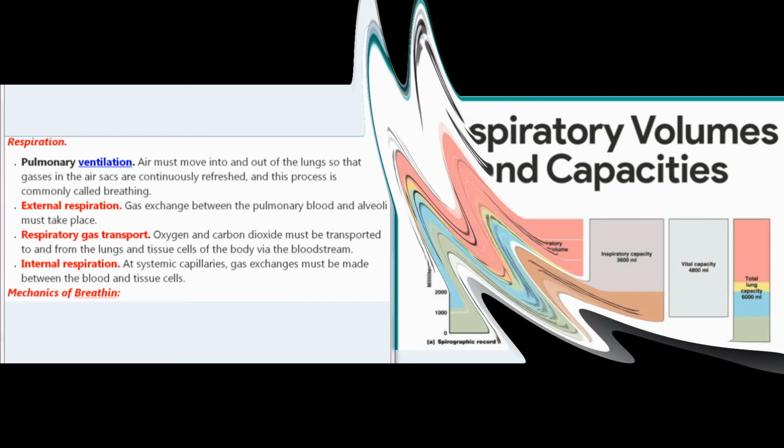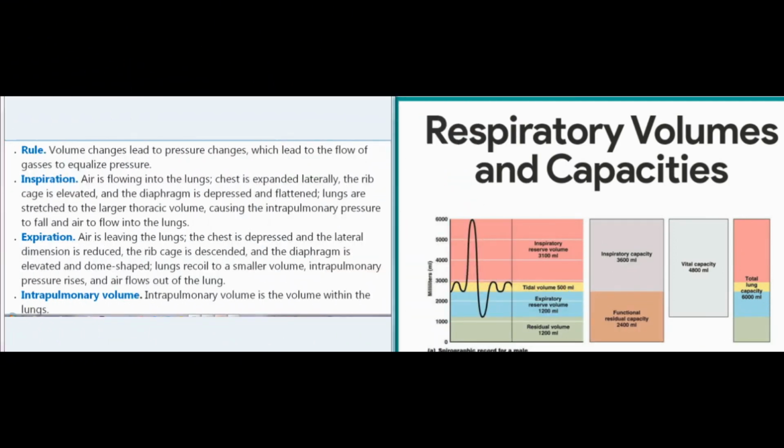Mechanics of breathing. Rule: volume changes lead to pressure changes, which lead to the flow of gases to equalize pressure. Inspiration. Air is flowing into the lungs, the chest is expanded laterally, the rib cage is elevated, and the diaphragm is depressed and flattened. Lungs are stretched to the larger thoracic volume, causing the intrapulmonary pressure to fall and air to flow into the lungs.